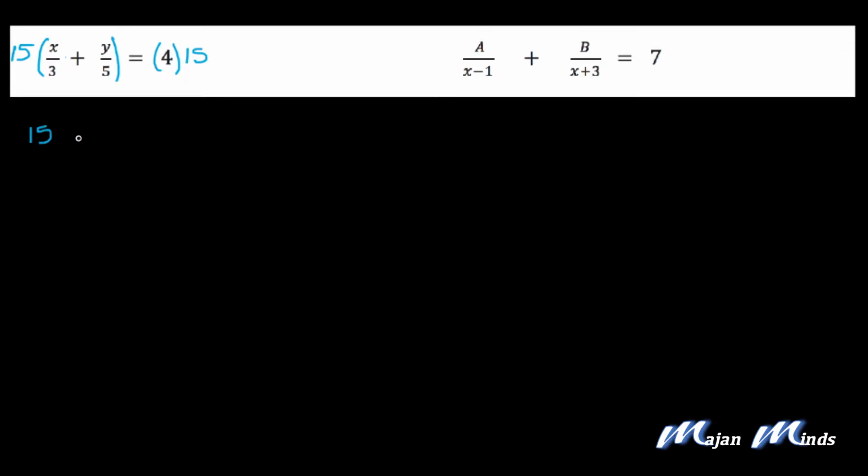So this will give me 15 times x over 3 plus 15 times y over 5 is equal to 4 times 15. Now, you don't actually have to show this step, but I'm trying to show everything that's going on. When you choose this 15, you choose it because of the 3 and the 5, which is going to mean the fractions are going to be eliminated here, because it's really 15 divided by 3, which is 5x, plus 15 divided by 5 is 3y, and this side is going to equal 60.